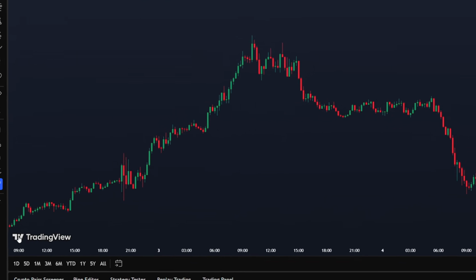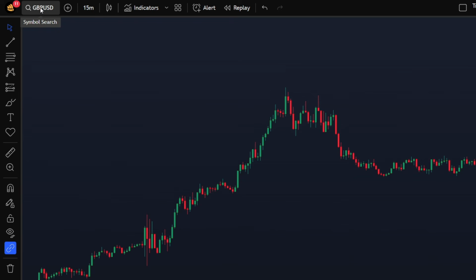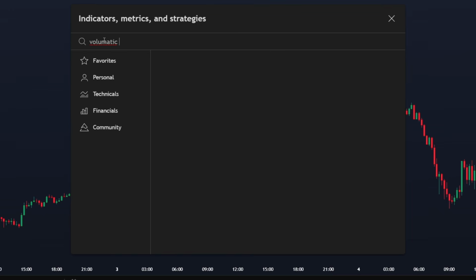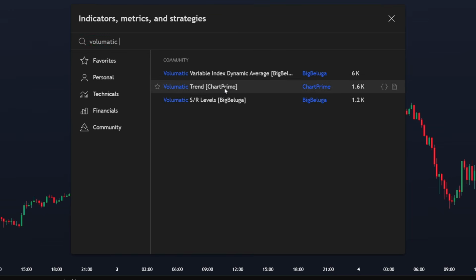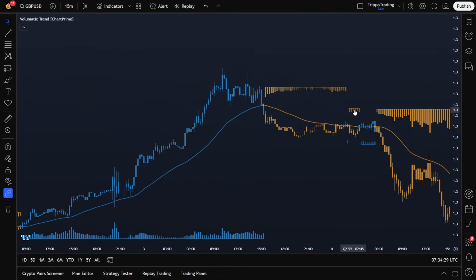First things first, you'll need to be on TradingView. That's where this whole setup happens. Once you're in, load up your favorite market and time frame. Then click that indicators button at the top. Type in Volumatic Trend and pick the one created by ChartPrime. As soon as you click it, the indicator will automatically be applied to your chart.